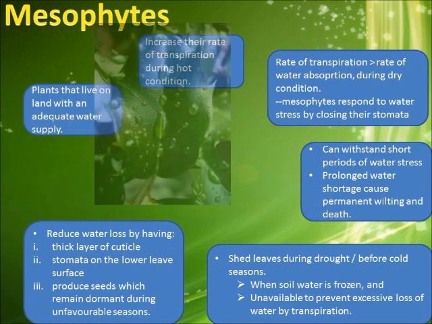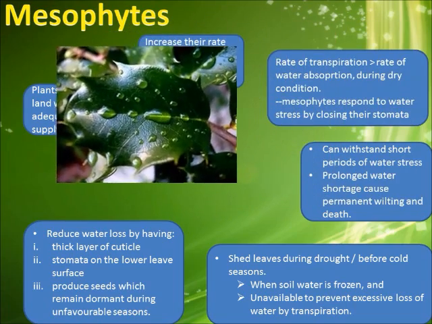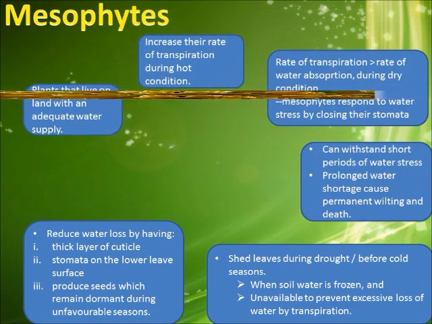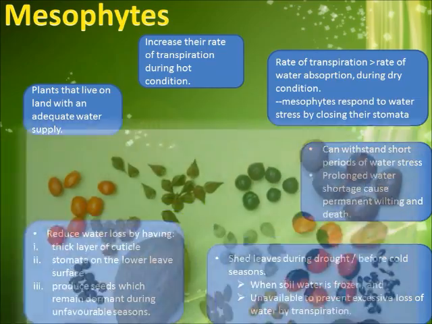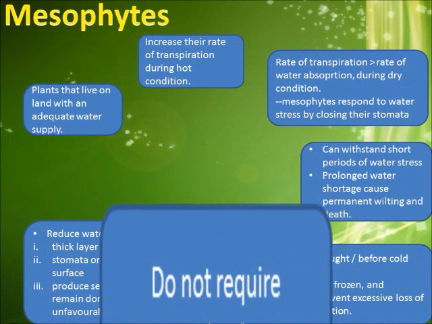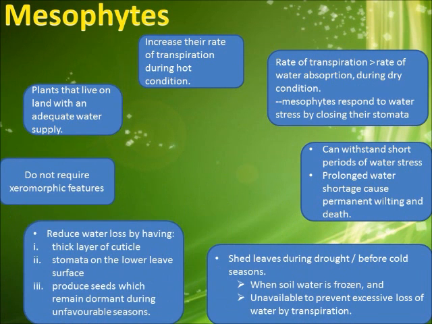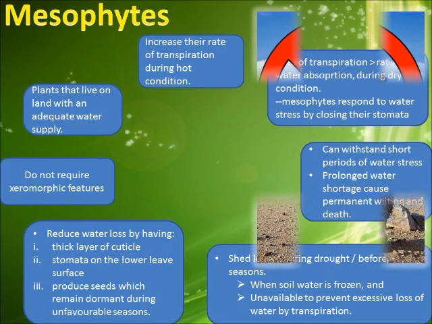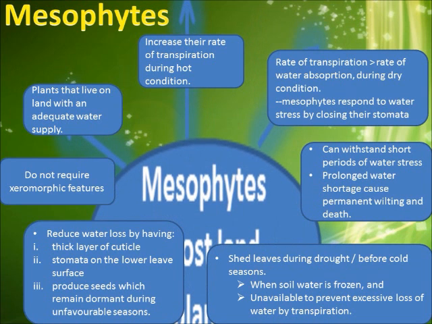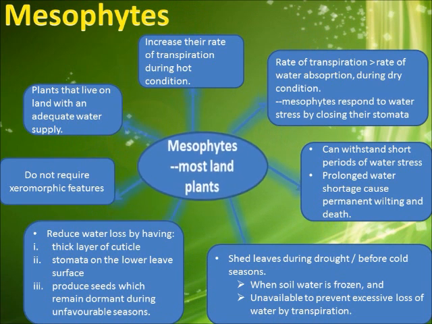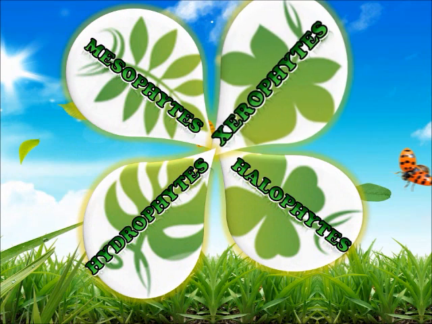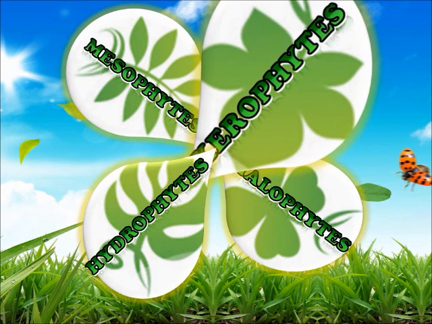Mesophytes reduce water loss by having a thick layer of cuticle, stomata on the lower leaf surface, and they produce seeds which remain dormant during unfavorable seasons. Mesophytes do not require xeromorphic features. These are the characteristics of mesophytes, which are most land plants. Let's proceed to xerophytes.